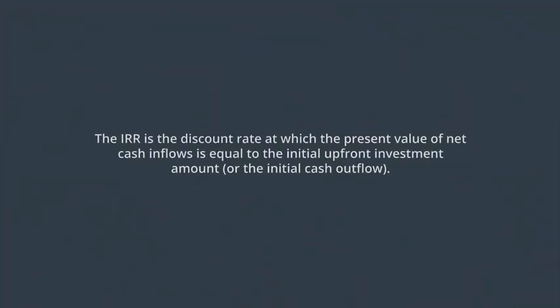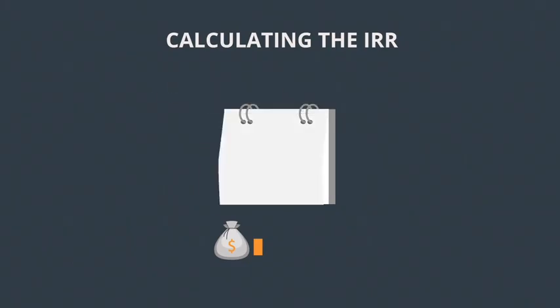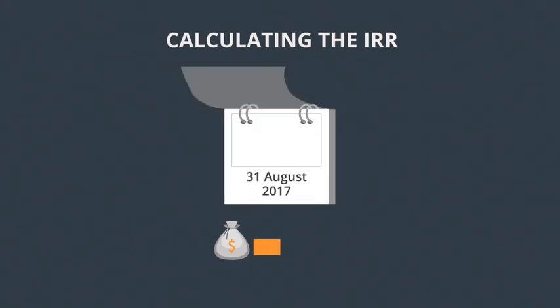The IRR is the discount rate at which the present value of net cash inflows is equal to the initial upfront investment amount, or the initial cash outflow. To compute the IRR, you only need to know the net cash flow from the property for each period and the asset value at the beginning and overall end of the whole span of time. You don't need to know the asset value at the beginning and end of each period.